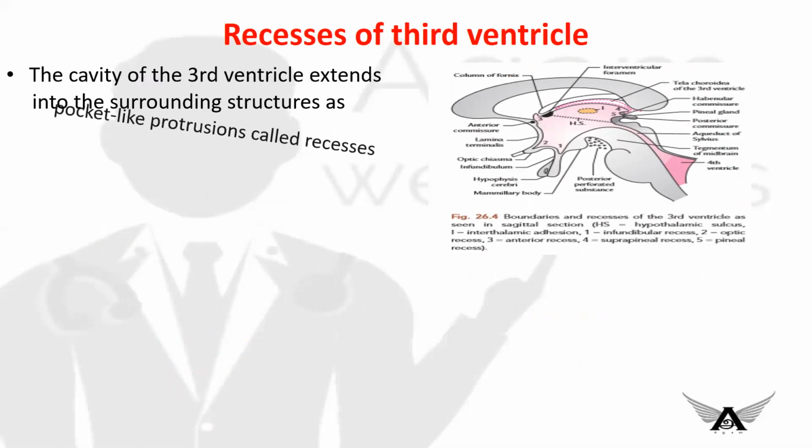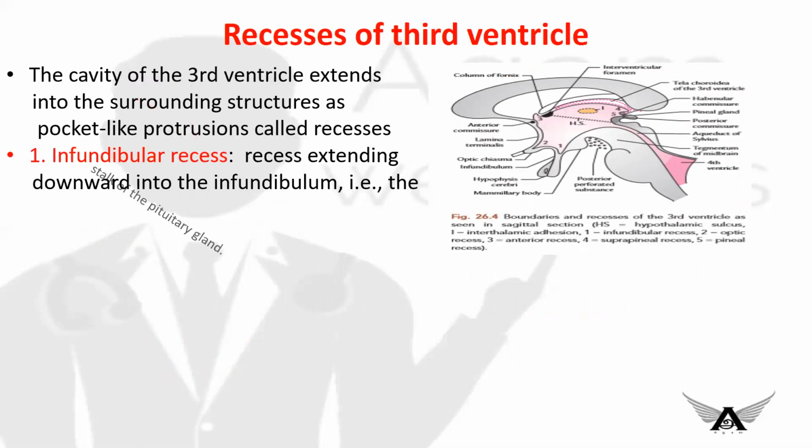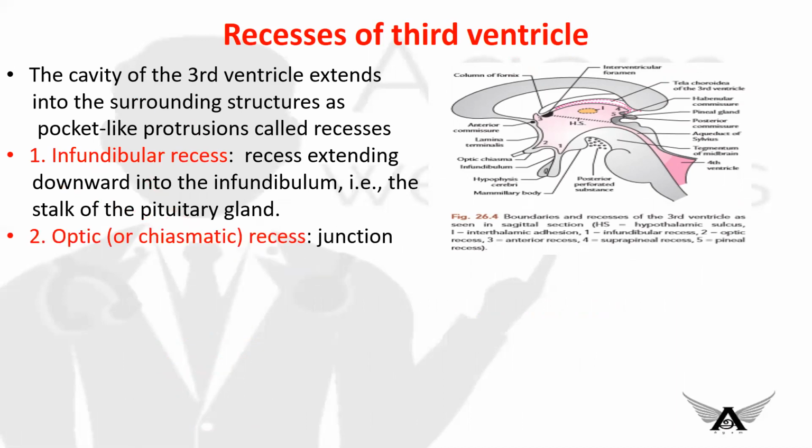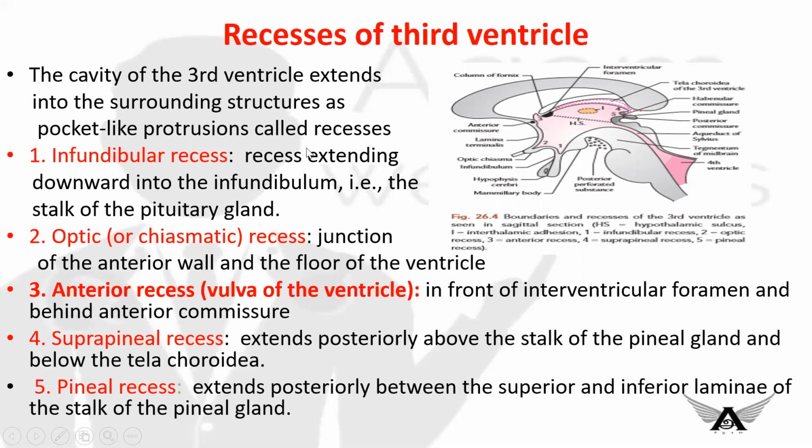another thing, the recesses of third ventricle. See, recesses means just protrusions. It is just pocket-like extensions of the third ventricle. Just extensions, so it is called recesses. Extensions means recesses. Pocket-like protrusions called recesses. So we will have 5 recesses.